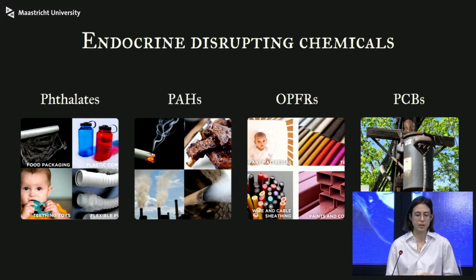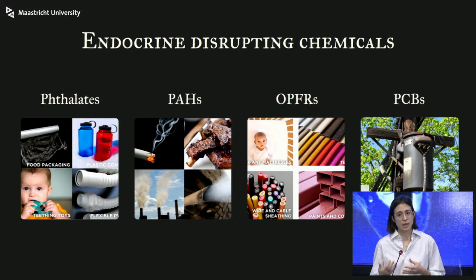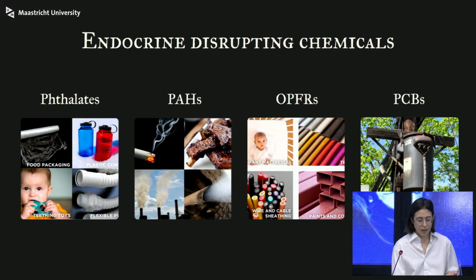Polychlorinated biphenyls, which have been mostly used as electric coolants in high voltage capacitors. They have been phased out in the 1970s because of recognized toxicity. However, they are very chemically stable, and even after 50 years, they can still be found contaminating the environment. As you can see, we are exposed to these compounds throughout our daily life.